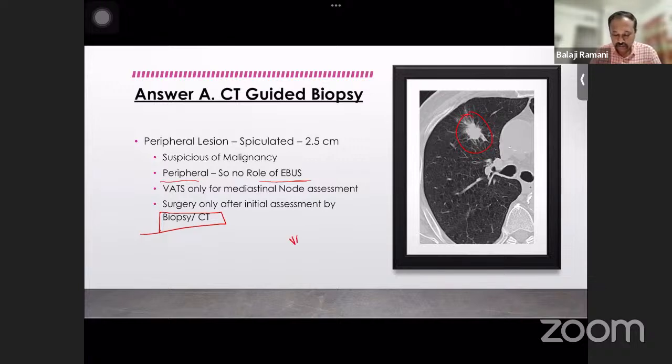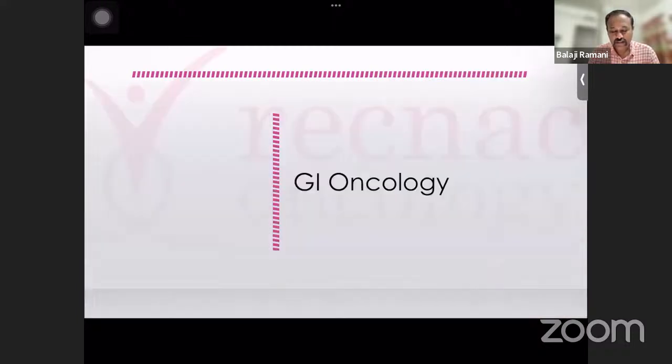Is there a role for VATS in resection? Absolutely yes. VATS is going to be used for the definitive management of these patients. So the resection will be a VATS guided resection in today's world, where you will completely resect the tumor and do a lobectomy by using VATS. These are some questions that were asked in the previous version last year. All these questions had come in terms of management of the thoracic tumors.